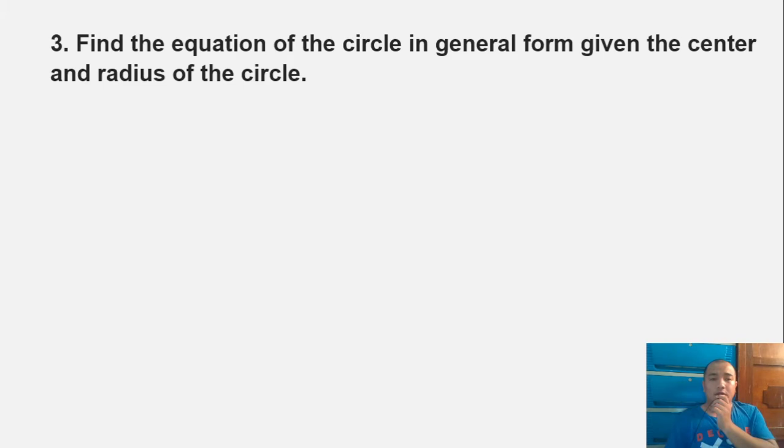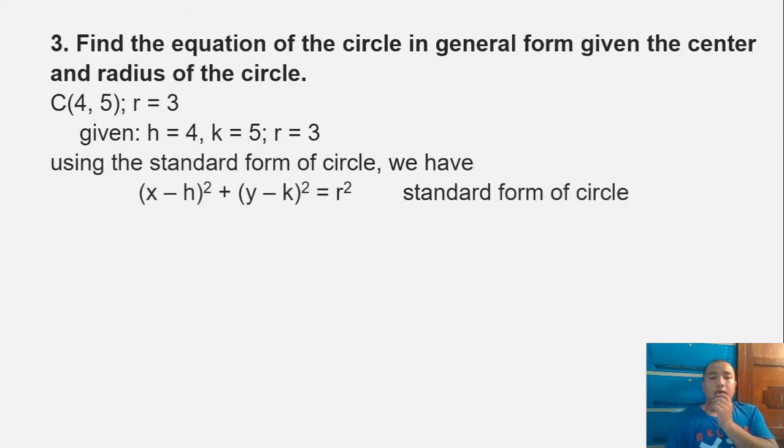Number 3, we're still in review. Find the equation of the circle in general form given the center and radius of the circle. Okay, center 4, 5, radius 3. What is the equation of the circle in general form? First, let us identify the given. H is 4, K is 5, R is 3.